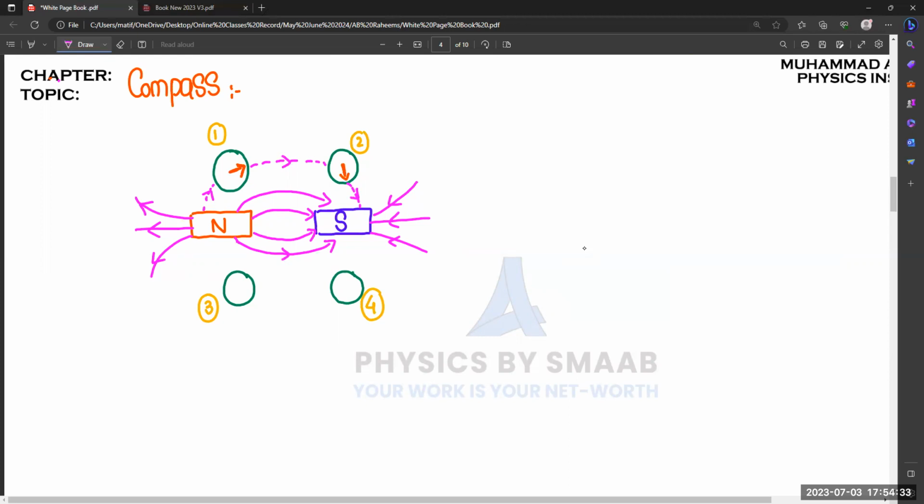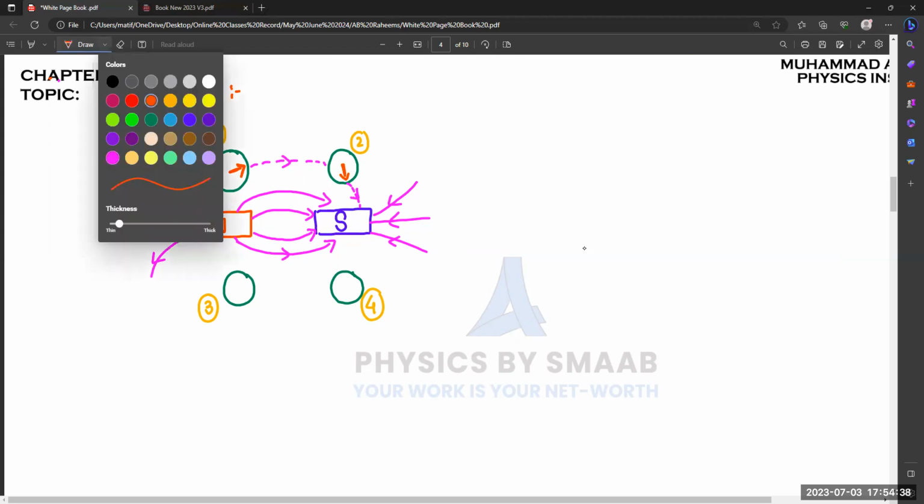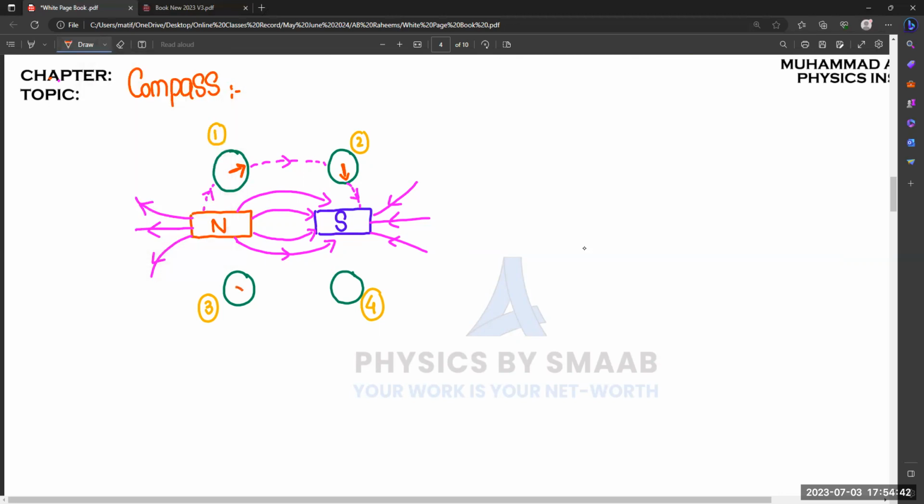And if we talk about position number 3 and position number 4, in position number 3 again it will be radially outward, so it will be in this direction because we are starting from north, and since at position 4 we are close to the south pole, it will be radially inward, right? So this is the concept.